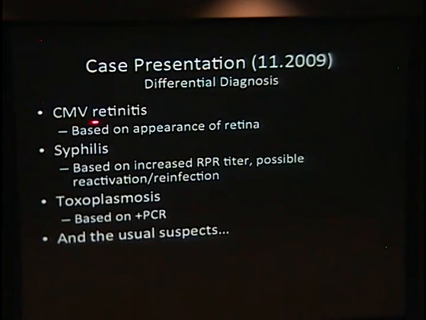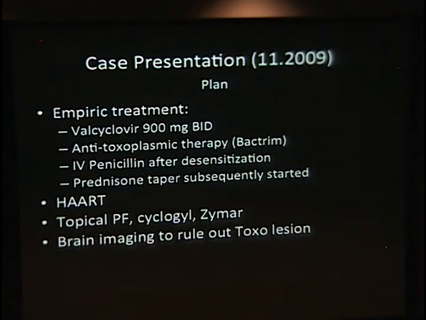So it looked like CMV retinitis. It could have been, if you look at the appearance. You have syphilis based on the serologies, and then you have toxo based on the PCR, and then there's all the other different things that still could be involved here. So what do you do with a patient like this? You put them on everything.